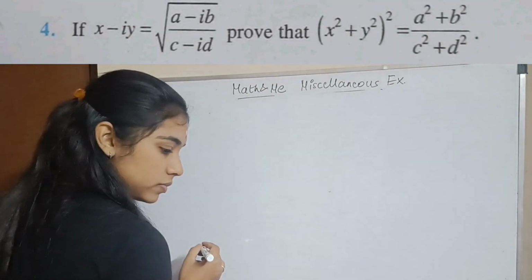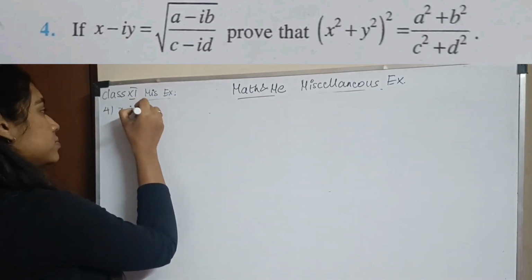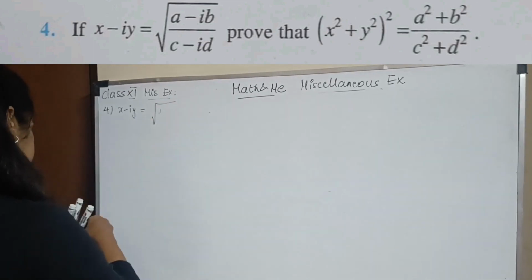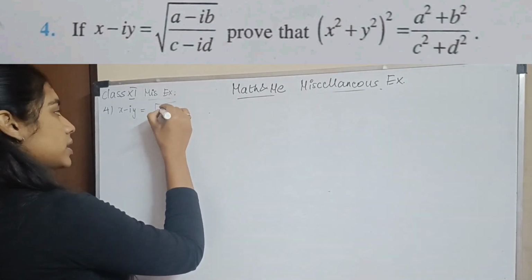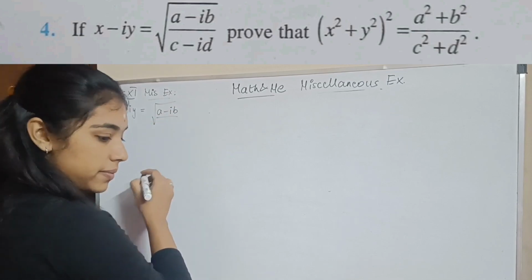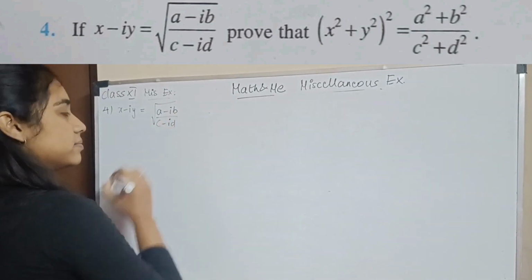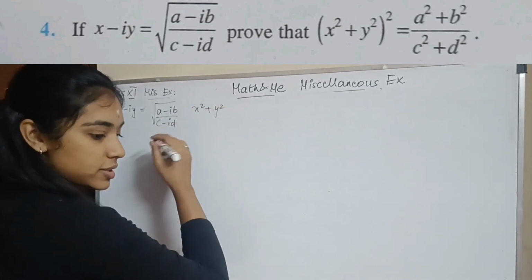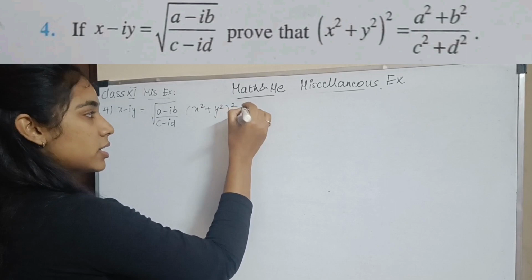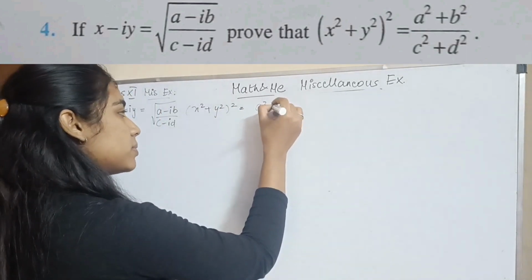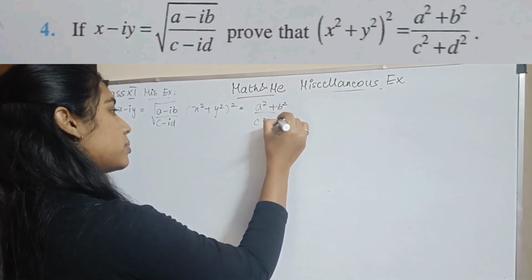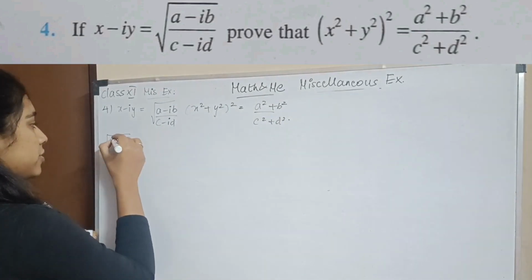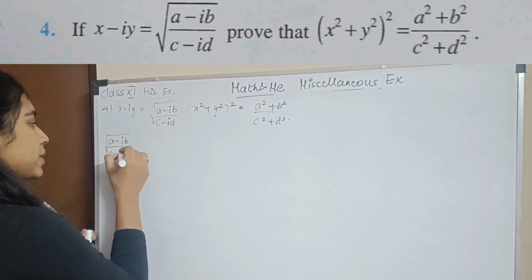Number 4. If x minus iy equals root of (a minus ib) divided by (c minus id), then prove that (x square plus y square) the whole square equals (a square plus b square) divided by (c square plus d square). I take the RHS. I have root of (a minus ib) divided by (c minus id).